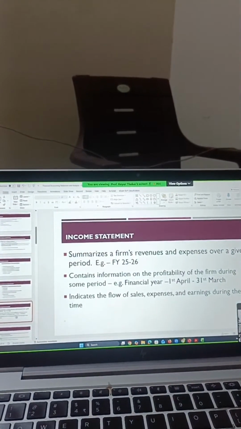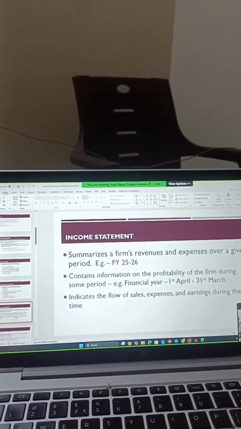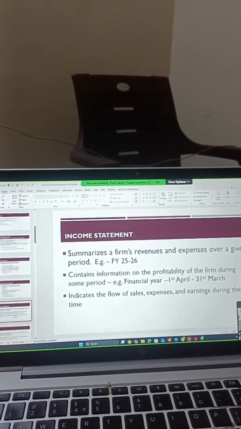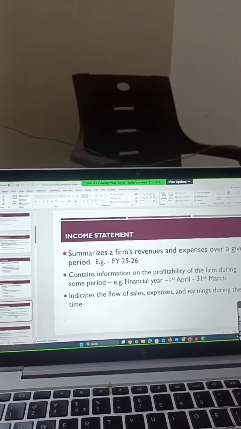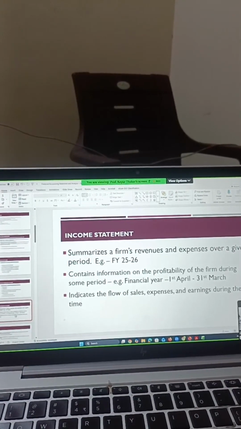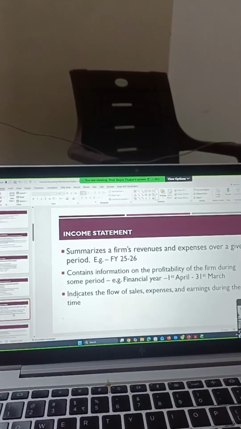Then we looked at the income statement. The income statement summarizes the firm's revenue and expenses over a given period and contains information on the profitability of the firm during the same period, and indicates the flow of sales, expenses and earnings during the time. That is what an income statement is.